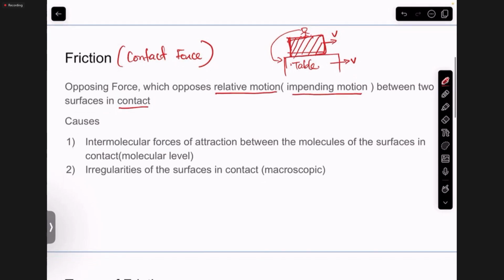So the causes of friction. What causes this frictional force? We can say that there are intermolecular forces of attraction between molecules of the surfaces in contact. So what are these intermolecular forces of attraction? You have learned about cohesion and adhesion, right? Cohesion or cohesive force, and adhesion or adhesive force.